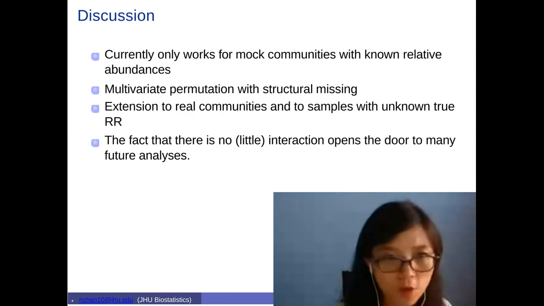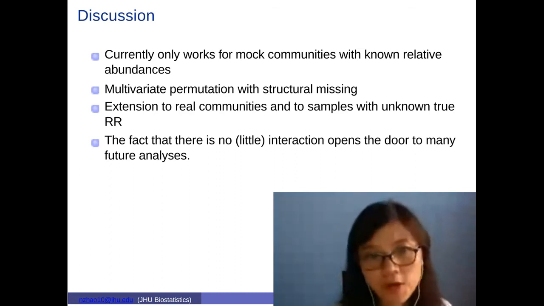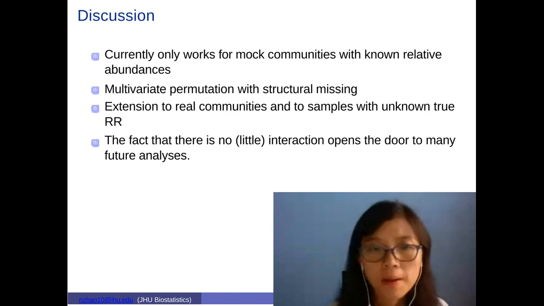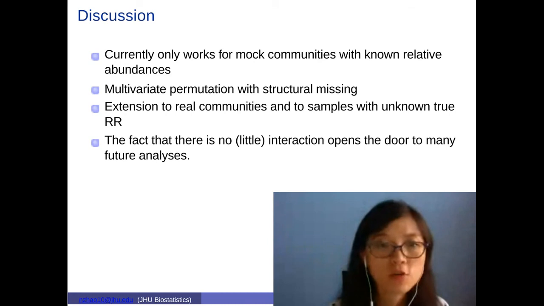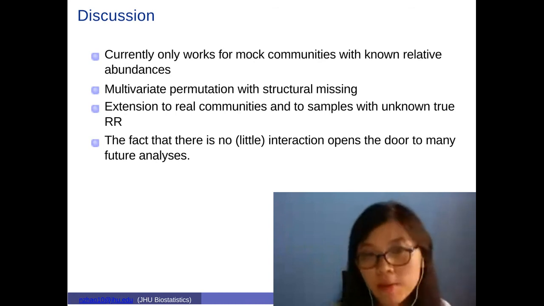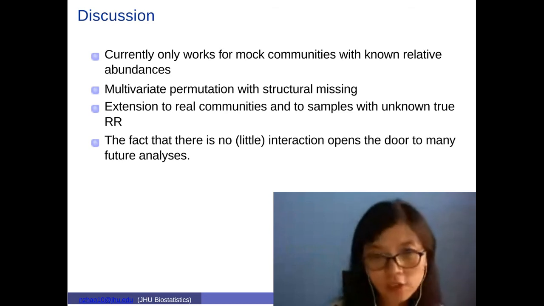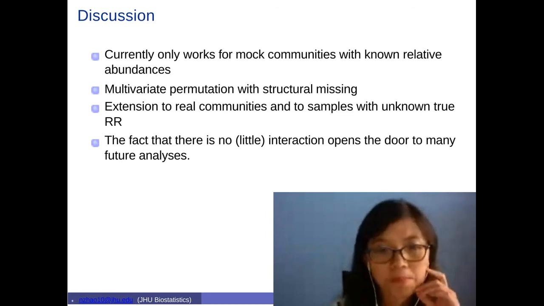Statistically, we propose a multivariate permutation test when we have structured missing data, and this can have general applicability to other statistical contexts. What we think is the most important is the fact that there's very little interaction, or no interactions, between the biases of taxon and taxon, which opens the doors to many future analyses. For example, we may be able to design models that are bias resistant because of the lack of interactions in the bias generation process.